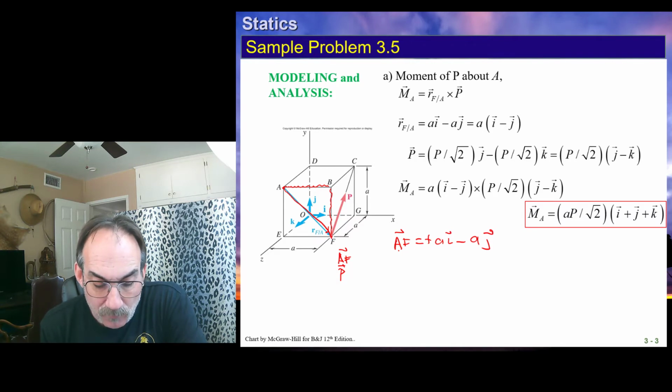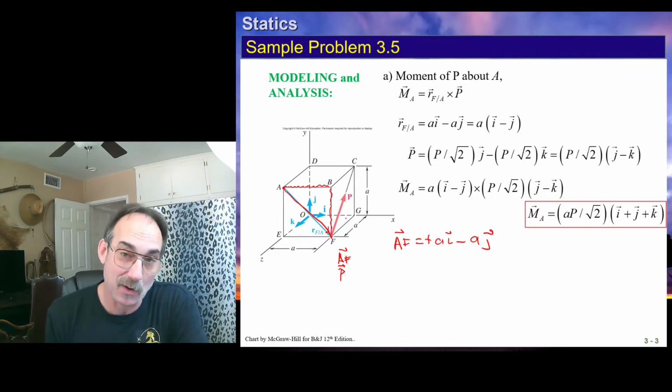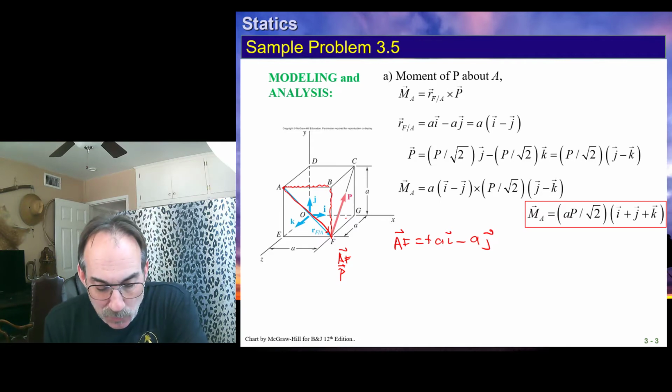Okay? All right. Now we're going to need our vector P. We know the magnitude of P is P, but we don't know what the vector is. So first we need the unit vector of the line segment. The line of action of P goes from F towards point C. So let's go ahead and just calculate AC for a minute.